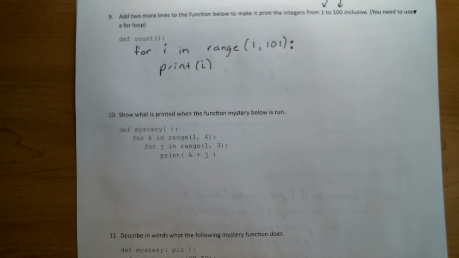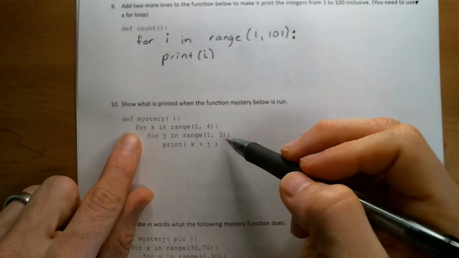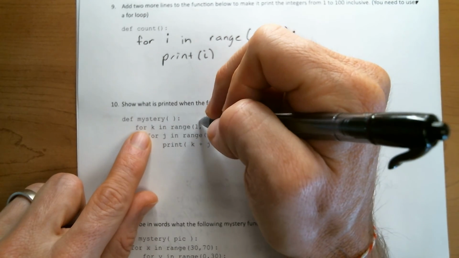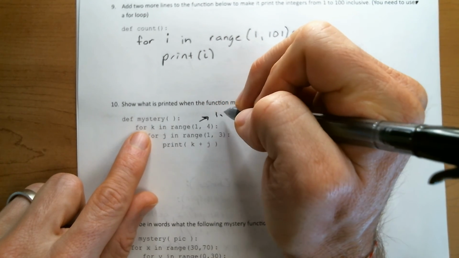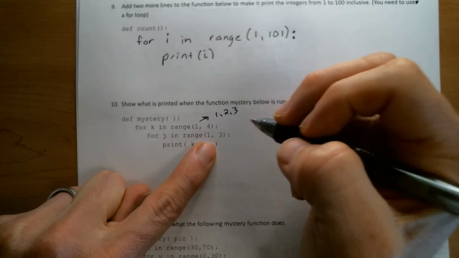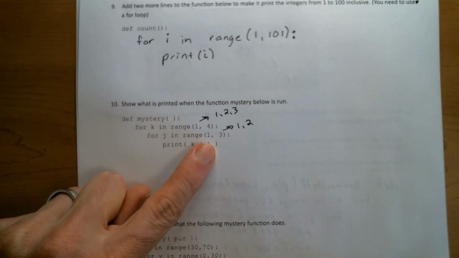All right, 10. Show what is printed when the function mystery below is run. All right, so we've got our nested loops here. This one is from range 1, comma 4, which we should know by now that that means we're getting 1, 2, and 3. And this is for range 1, comma 3, which means we should be getting 1 and 2.